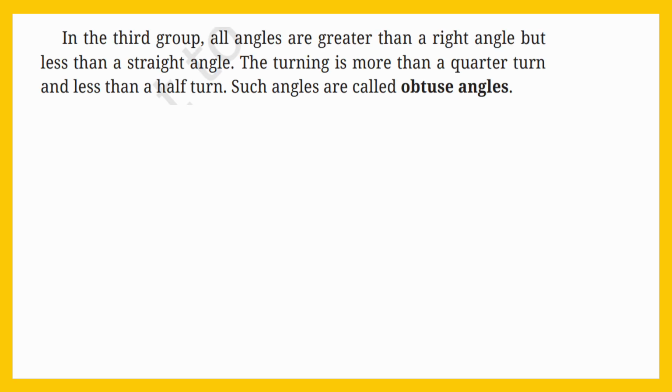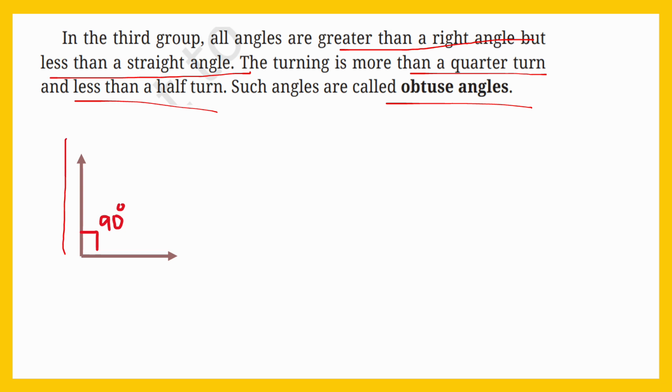In the third group, all angles are greater than a right angle but less than a straight angle. The turning is more than a quarter turn and less than a half turn. Such angles are called obtuse angles.